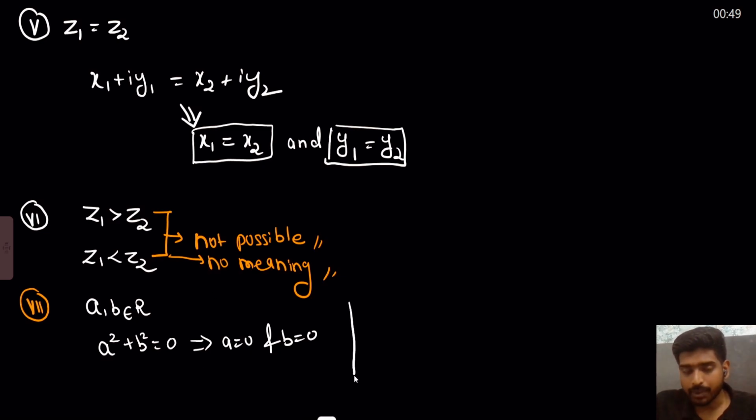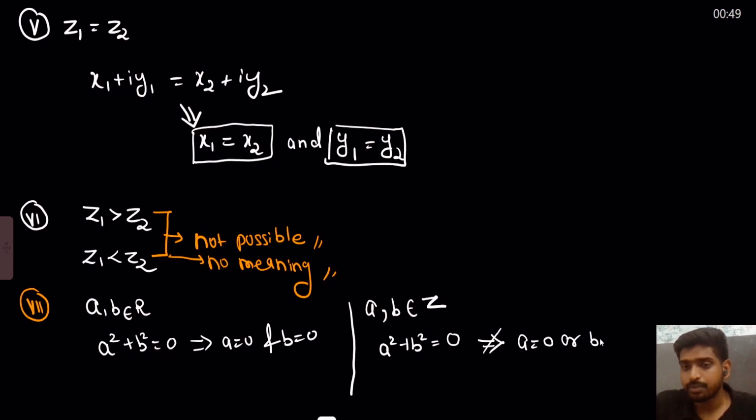But in complex numbers, suppose A belongs to the complex numbers and B also belongs to the complex numbers. Now if they have given A square plus B square is equal to 0, this does not imply that A is 0 or B is 0. This does not imply that A is 0 and B is 0. Got it? Here A can be 0, A can't be 0, B can be 0, B can't be 0. Understood? In complex numbers, this property does not hold.